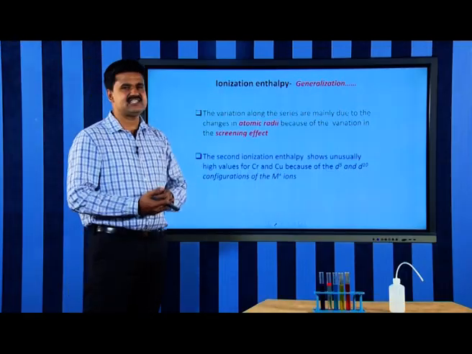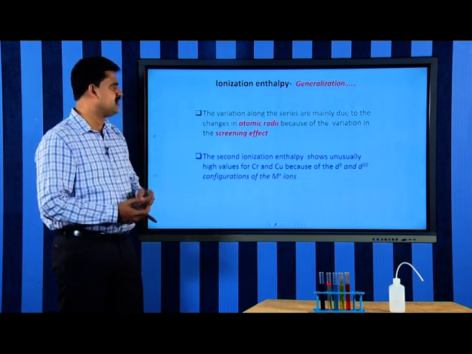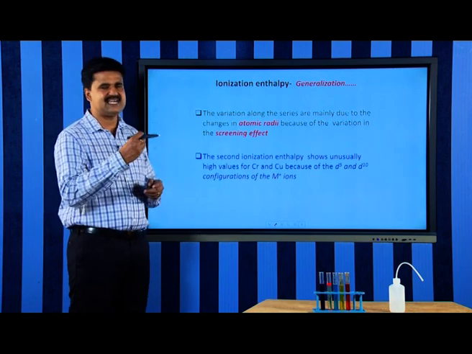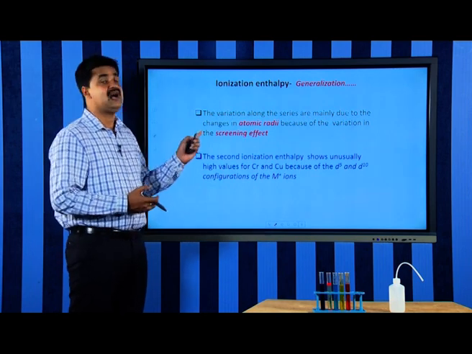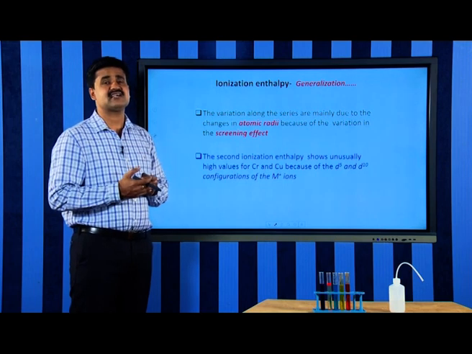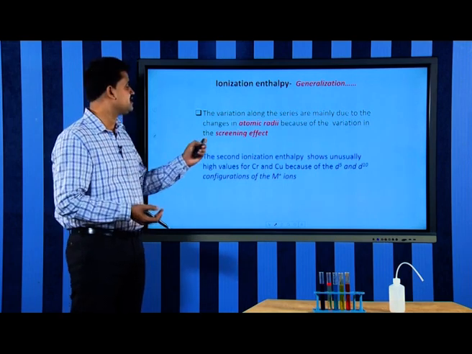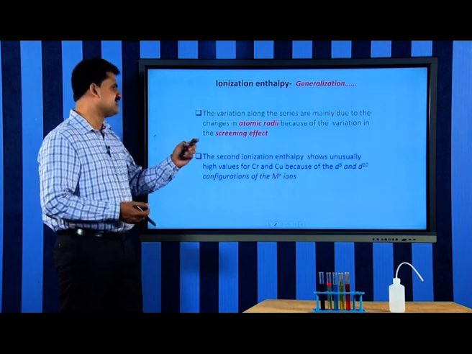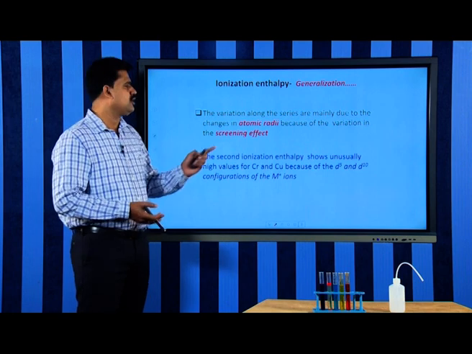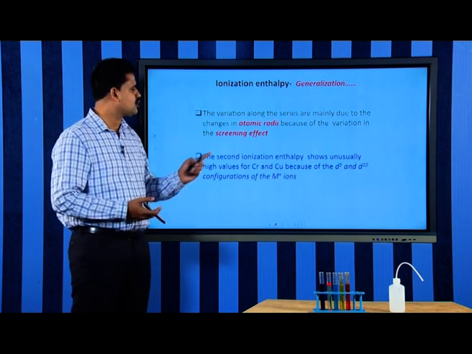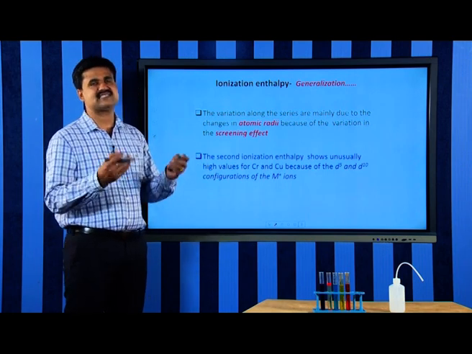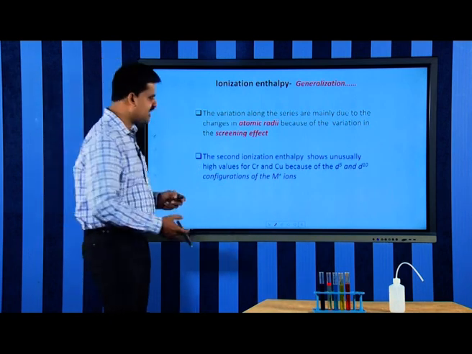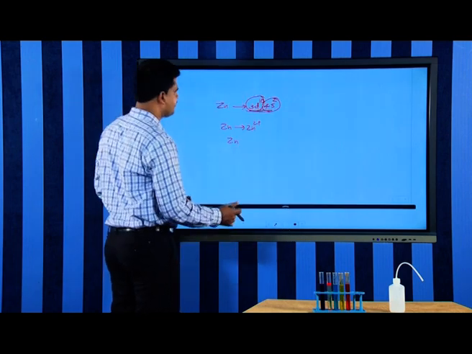Then, the variation of ionization enthalpy along the series is mainly due to the decrease in atomic radii, and this atomic radii decrease is attributed to increase in nuclear charge as well as the screening effect offered by the intervening electrons. The second ionization enthalpy shows unusually high values for chromium and copper. What is the reason? It can also be connected to stable electronic arrangement.